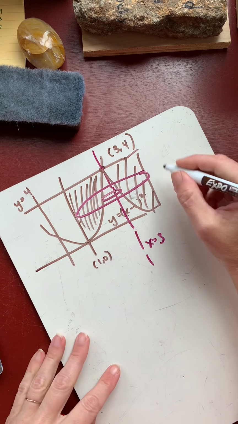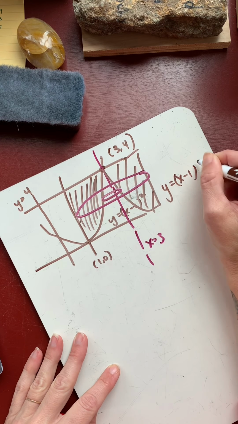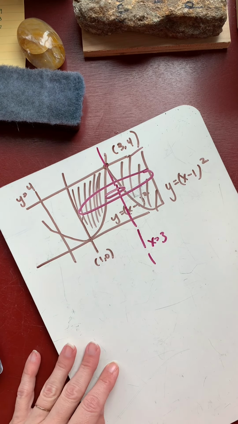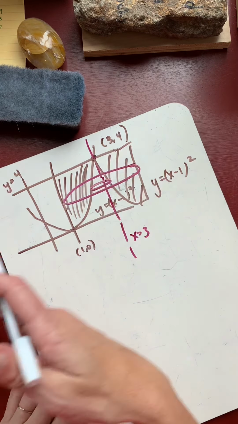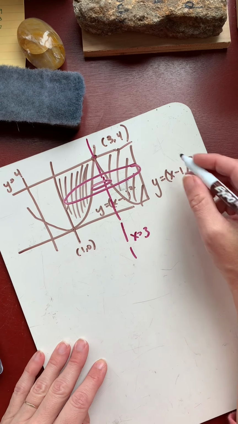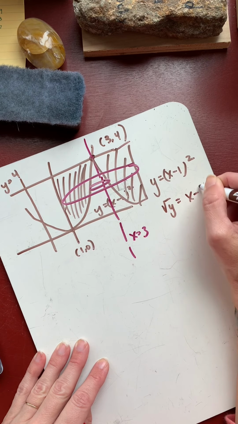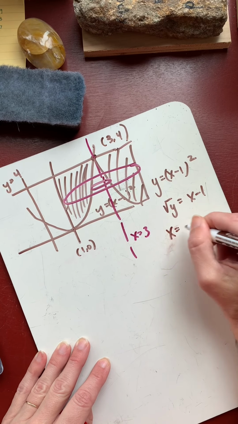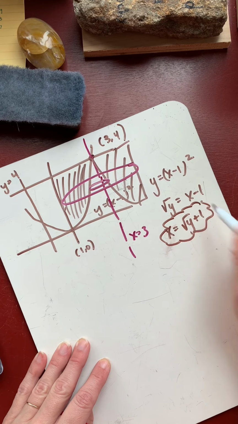So the equation they gave me was y equals x minus 1 squared. I need to solve this for x, and that's how I'm going to need to use the equation. I also need to use it that way when I move everything over. So first, let me just get that done. So I'm going to take the square root of y and have x equals the square root of y plus 1. All right, this is the equation that I want to use.